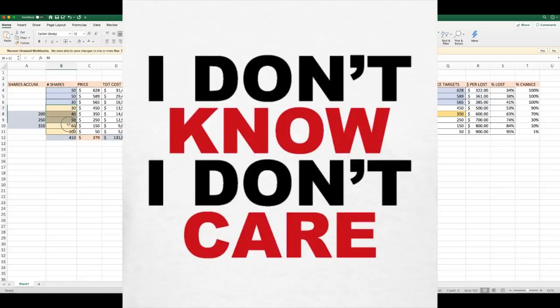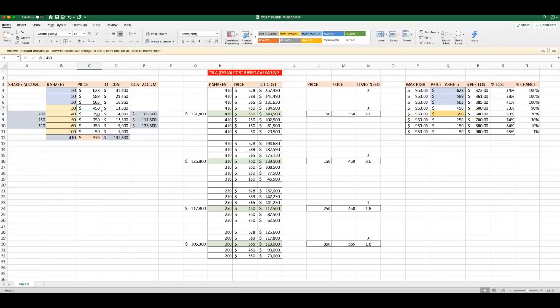So this is my general plan. So I'm not sure exactly. So I thought, hey, good idea. If it comes down to 450, throw in 30 shares. Let's see what that does. Okay. And then if it comes down to 350, throw in 40 shares. So you can see I'm not adding a ton of money. It's only adding 13.5 or only adding 14 to the total cost.